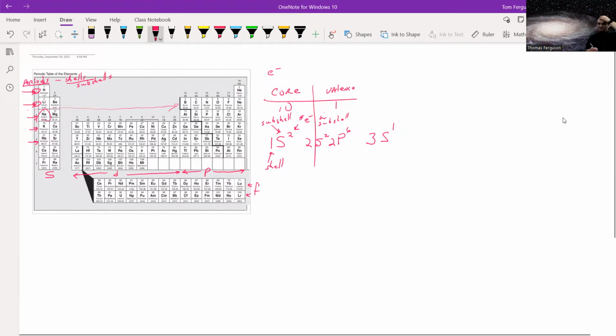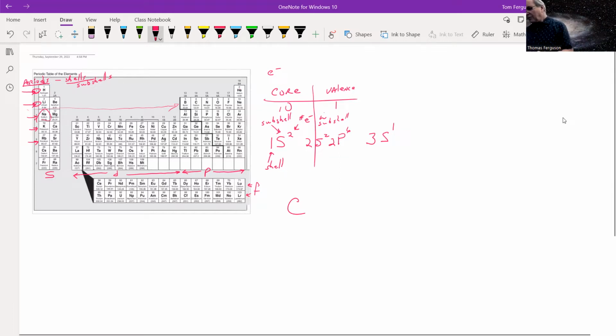Okay, so let's do some more of these. Get some more practice under our belts here. Okay, let's do carbon. Oh, one other thing. The superscripts have to add up to 11. So we have 2, 4, 6 is 10, 1's 11. So if those don't add up to the atomic number, something's wrong. Because we have to account for all 11 electrons.